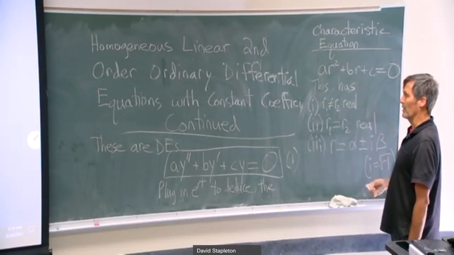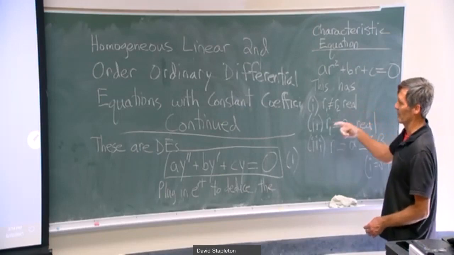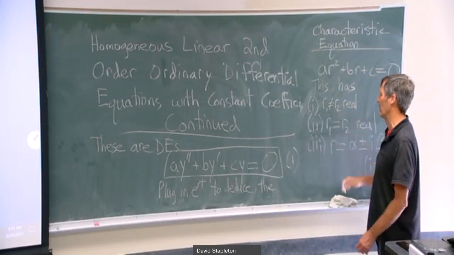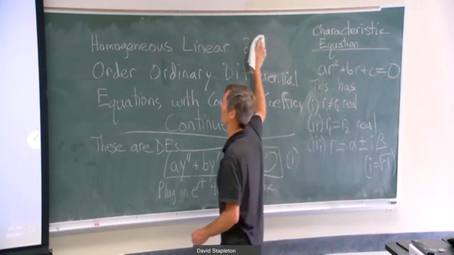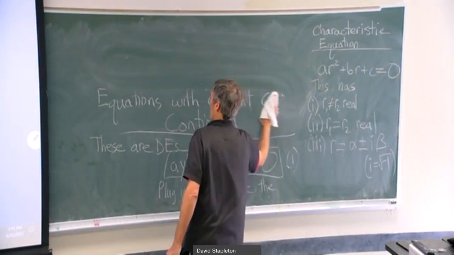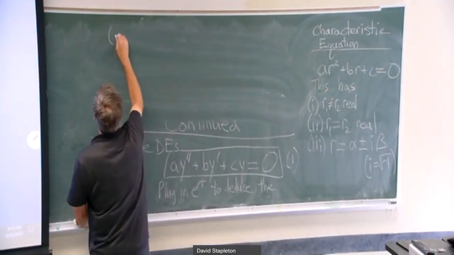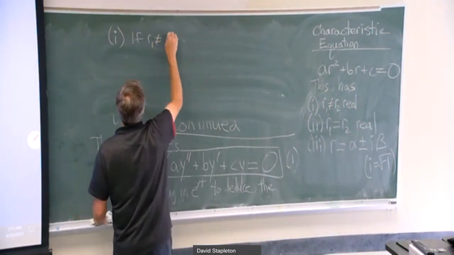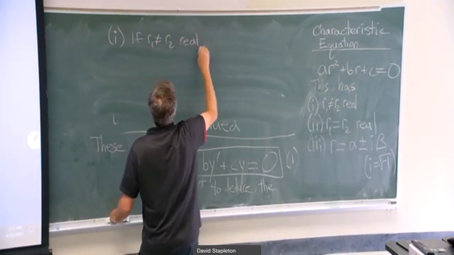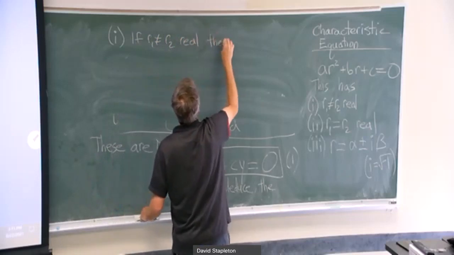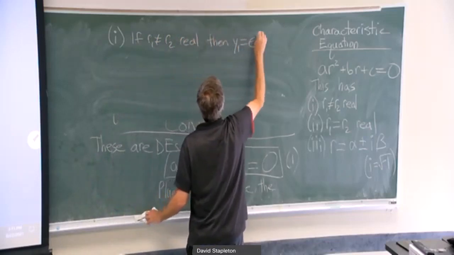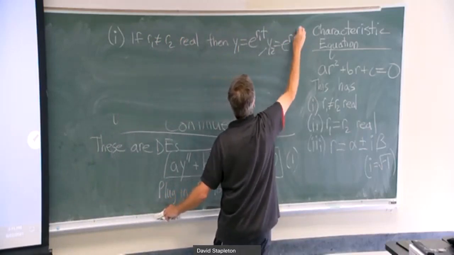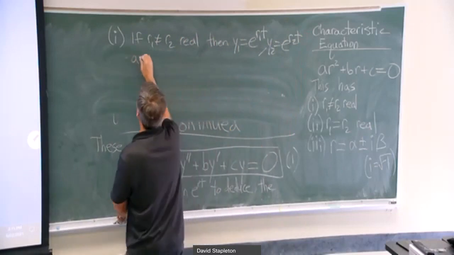We said in the first case, this is great because since e to the rt is a solution if and only if it satisfies this equation, we find r1 and r2 are two different real numbers for which that works. This is what we can do. One, if r1 is not equal to r2 is real, then y1 equals e to the r1t, y2 equals e to the r2t are both solutions.